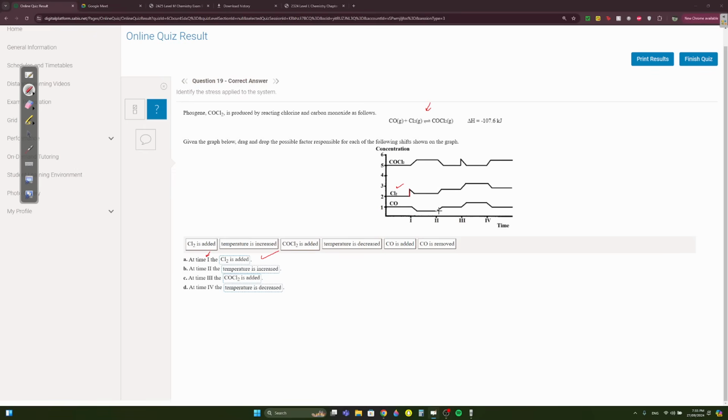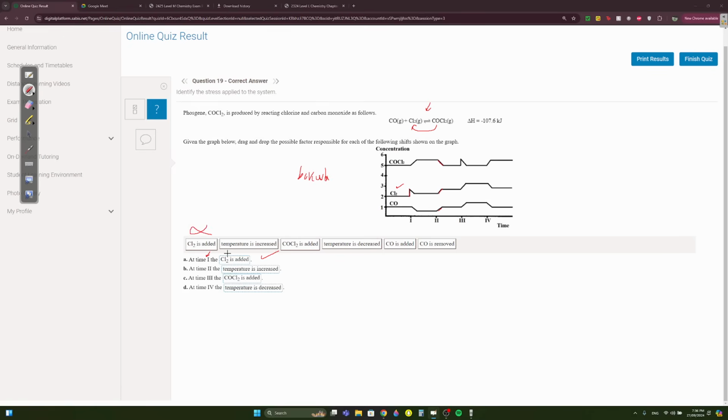At II, over here, CO began to increase, Cl2 began to increase, but the product began to decrease. If the reactants are increasing and the product is decreasing, surely the reaction moved backward. Okay. Let's see from our choices what would cause the reaction to move backward. Surely Cl2 is added, wrong.